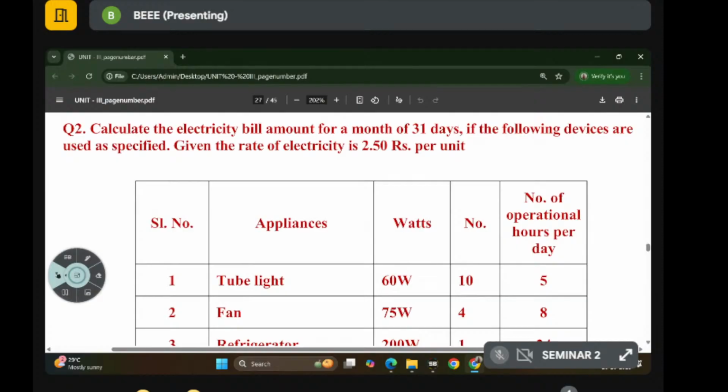Everyone, please write. First one is tube light, 60 watt, 10 of them, 5 hours, and fan, 75 watt, 4 hours. 4 fans are there, 8 hours they are using. Third one is refrigerator, 200 watt, 1 refrigerator will use for 24 hours. Yes, right.